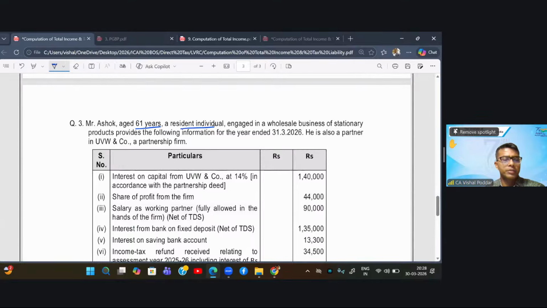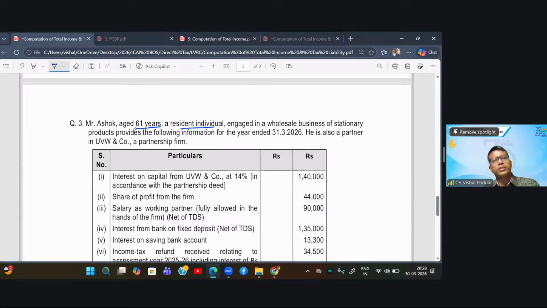The difference will be only in the old regime. New regime has no special treatment for senior citizens. But in the old regime, you will get the higher slab. Now here, the basic exemption limit instead of 2.5 lakhs will be 3 lakhs if you are doing computation by the old regime, correct?